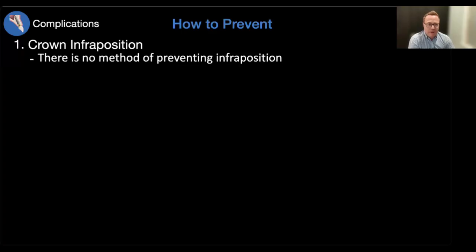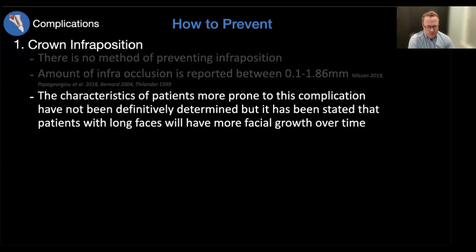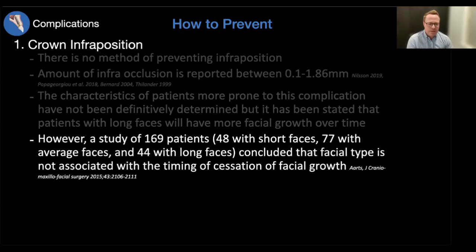There's really no method of preventing infraposition because we can't stop facial growth. The amount that we can see sometimes is very small and sometimes can be much larger, as we discussed. And they've even tried to see if we can predict certain patients that are more likely to have this happen. So let's say you have a dolichofacial patient, the longer face. Is that somebody who's maybe more prone to this happening? Unfortunately, we don't really have that direct correlation. There's some thought that there could be, but really the literature's mixed on that. So we don't know 100% that we're always going to see a direct tie between facial type and the type of growth.